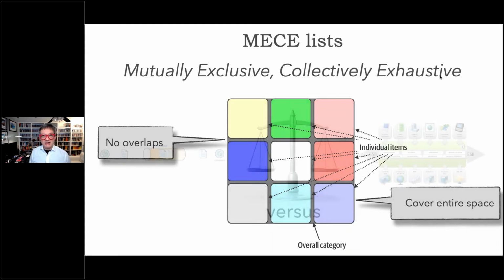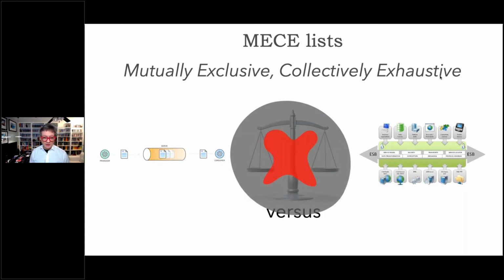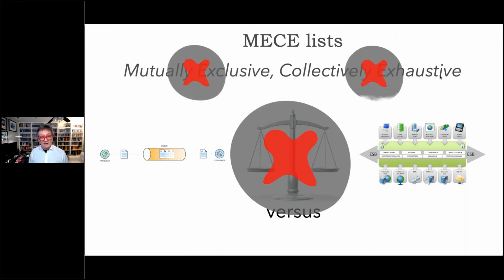So let's look at a concrete example, exactly the kind of example that you bump into all the time in your real world. So let's say that the decision has come to you as an architect to say, okay, we need to decide between using a particular message queue versus using an enterprise service bus. Now you've fallen into the trap, because the enterprise service bus includes a message queue and a whole bunch of other stuff. So this comparison is not mutually exclusive, and it's not collectively exhaustive.